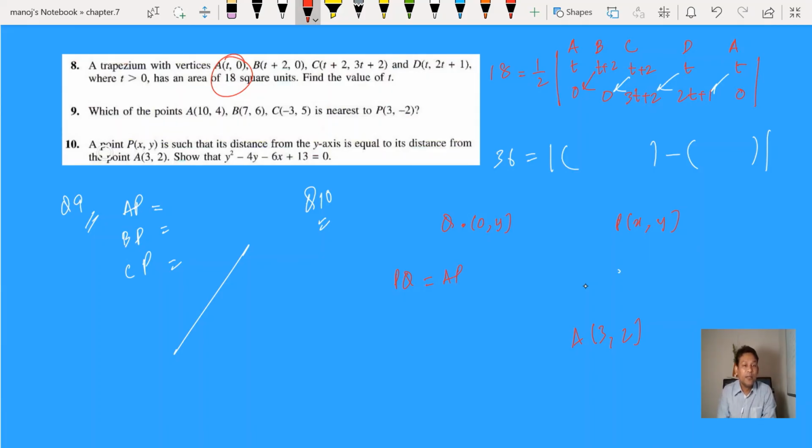Again, the point P is such that its distance from the y-axis is equal to the distance from the given point. This means these two distances are the same, and when you simplify, you will have this equation. That's it. So in this way, we have done exercise 7.1 coordinate geometry.